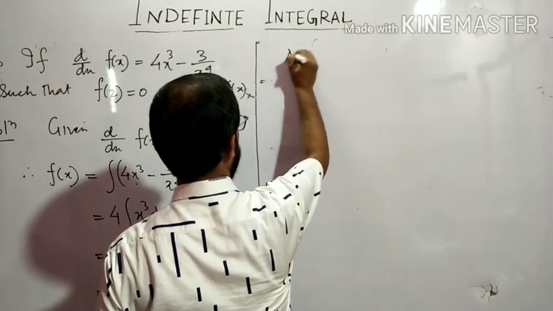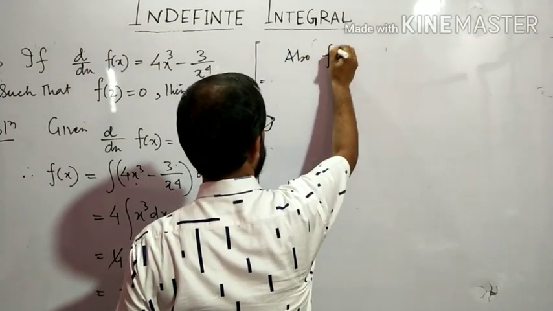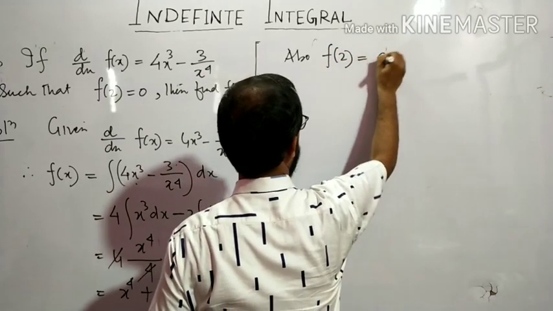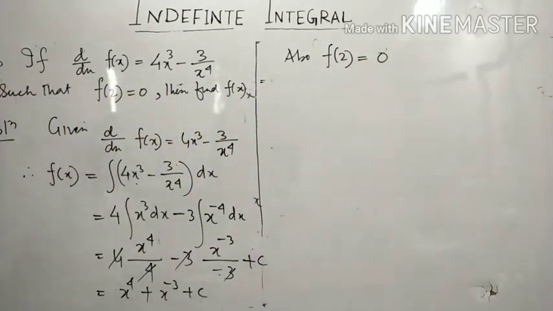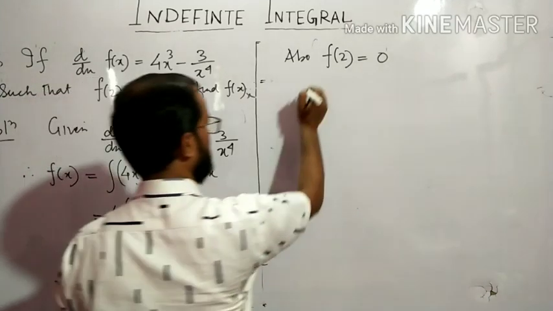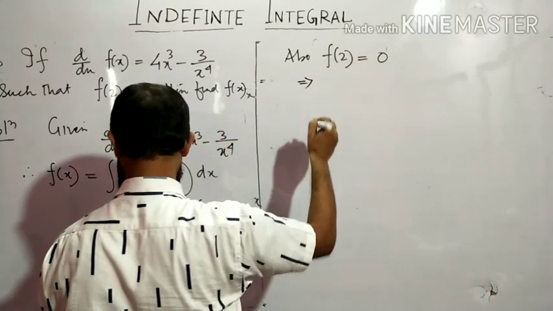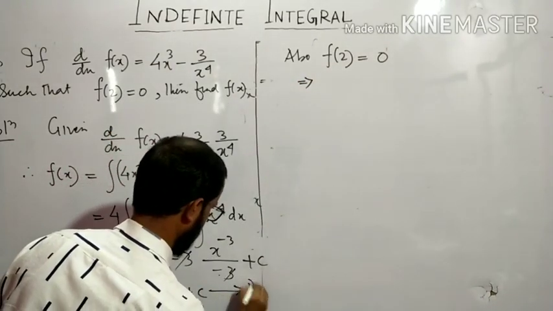Also, f(2) equal to what? 0. Your function is what? This is your function ultimately. f(x) equal to this. Now if you put the value of 2 here, f(2) will be, everywhere wherever there is x, what will it be? Therefore this is, suppose, relation number 1.